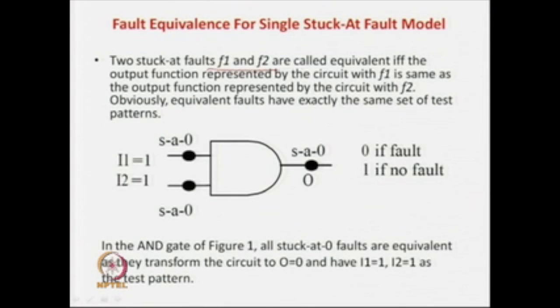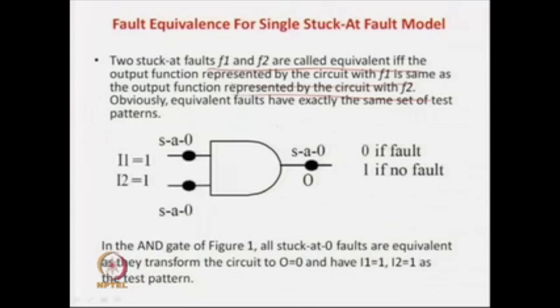Two stuck-at faults F1 and F2 are called equivalent if the output function represented by the circuit with F1 is the same as that represented with F2. That means, if you have a circuit, say some circuit X, and there is a stuck-at fault F1, the output function may be expressed in terms of the nets as well as the fault. Now if there is another fault F2, and the output function remains the same, then these two faults are called equivalent. And obviously in such a case, the same test pattern will be applied.